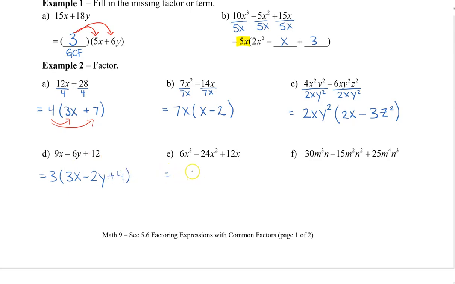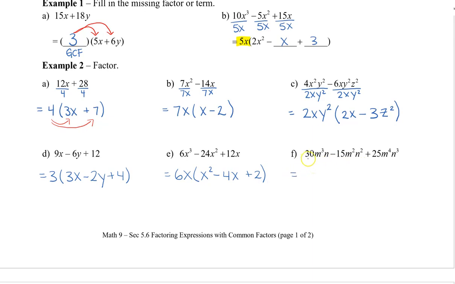Okay, the next one, E, we have the GCF of 6 and also an x. So 6x cubed divided by 6x is x squared. Negative 24 x squared divided by 6x is negative 4, and we have an x. And then 12x divided by 6x is plus 2. All right, last one here.